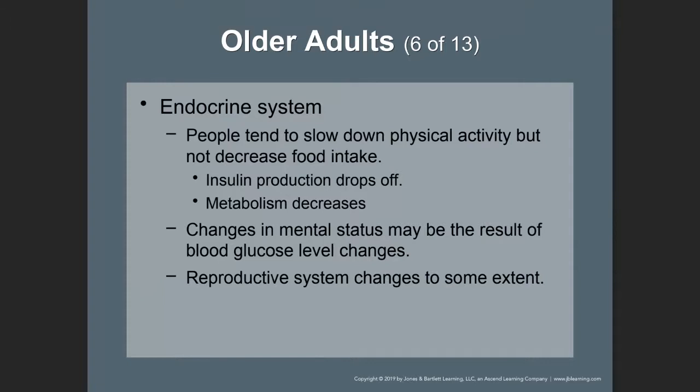For their endocrine system, people tend to slow down physical activity but not decrease their food intake. So they don't work out much anymore, and their food intake has not changed, and this can put them at risk for developing endocrine issues. Insulin production drops off, their metabolism slows down. Changes in mental status may be the result of blood glucose level changes, reproductive system changes to some extent.